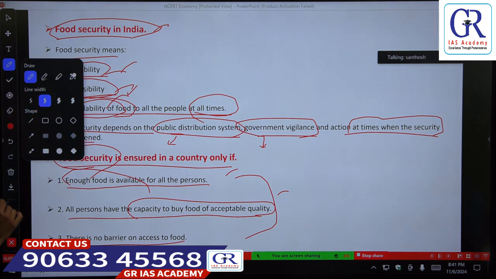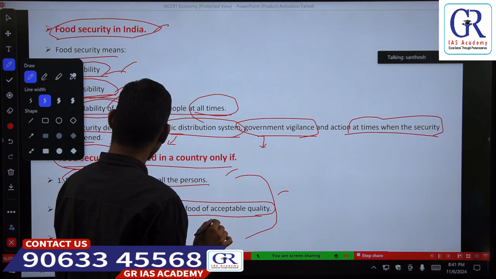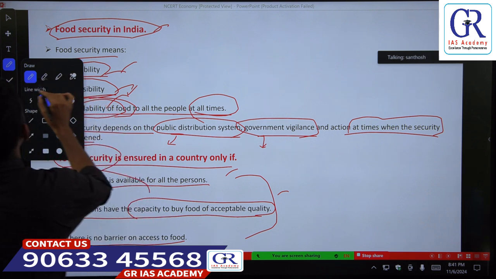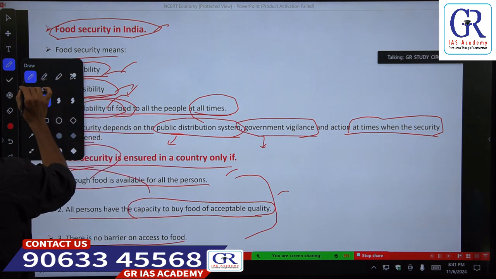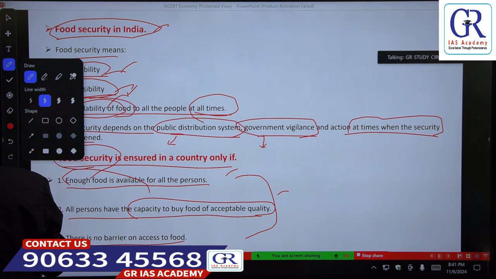Excuse me, sir. Yes. Sir, can you repeat once again food security in India? Food security. So what is food security? Simply, just a second.